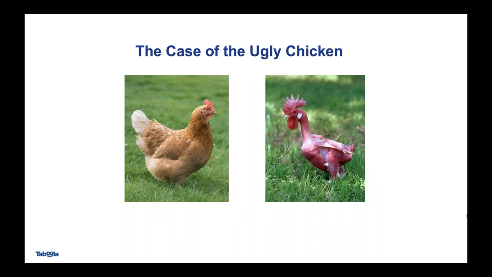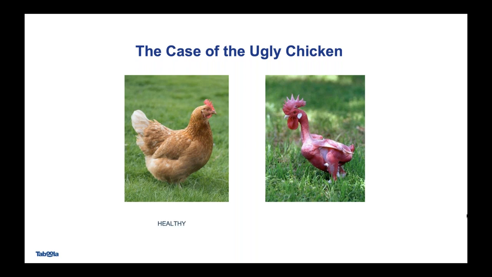Yeah, that's super interesting. What I want to do now is dig into the psychology, which is what I am excited about. So I want to talk about a study that I like to call the case of the ugly chicken. In this study, they showed participants these two pictures. They told them that the chicken on the left is a natural chicken, and the chicken on the right is genetically engineered.